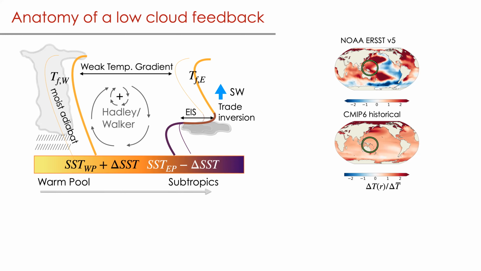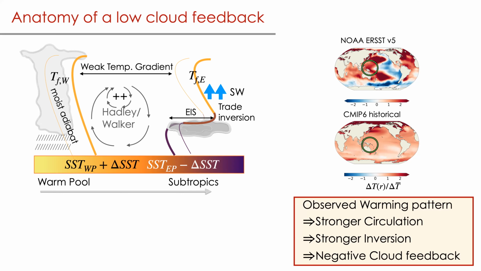If we look now at what happens with the cooling in the East Pacific in the observations, we actually get a similar response, right? So if the temperatures in the East Pacific cool, that also leads to a circulation response, further strengthening the Walker circulation, further strengthening the inversion, leading to even more cloudiness and an even stronger negative shortwave feedback.